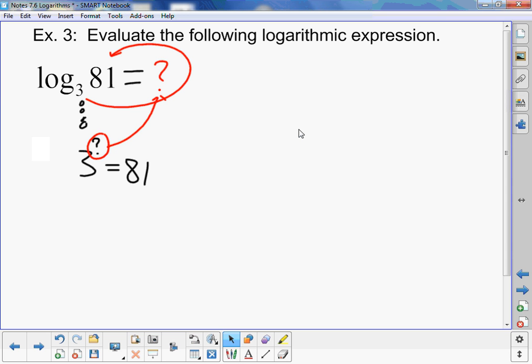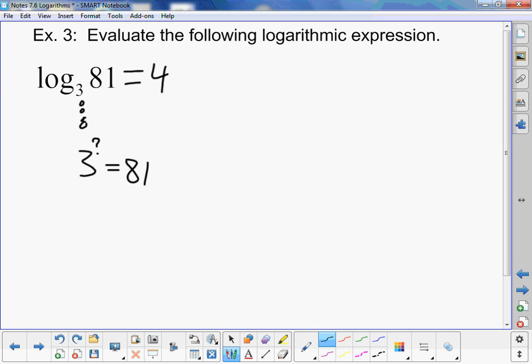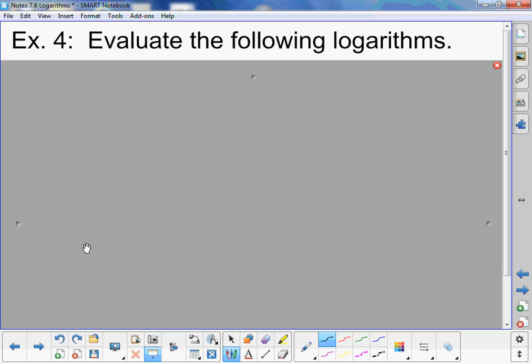All right, so let's figure this out. So 3 to what power is 81? 3 times 3 is 9. 3 times another 3 is another 9, and 9 times 9 is 81. So that's going to be 3 to the 4th power. And that's how you evaluate. Moving on, let's do a few more examples like these.